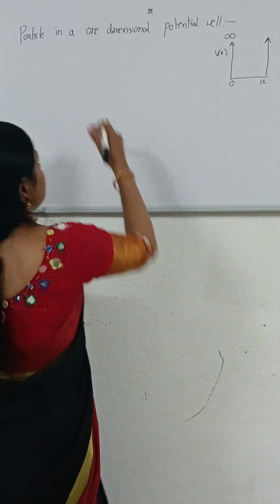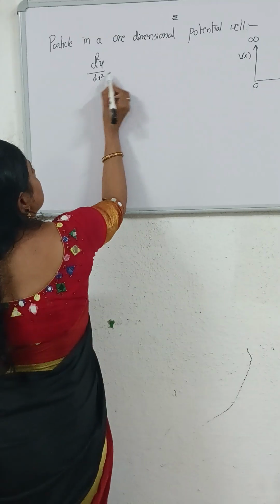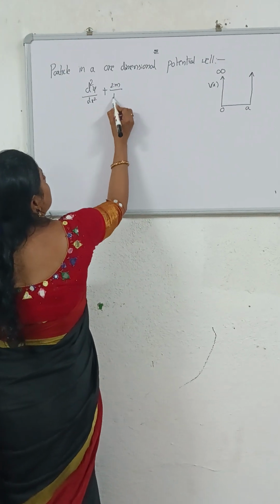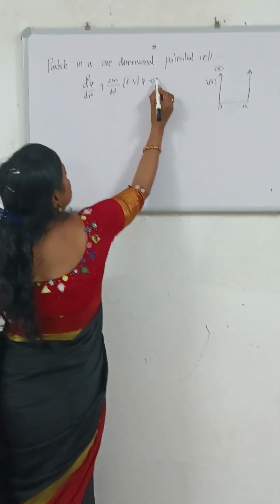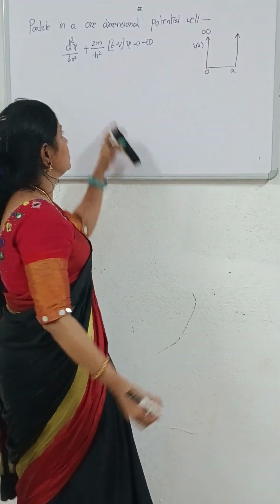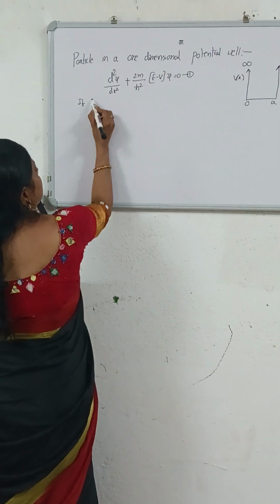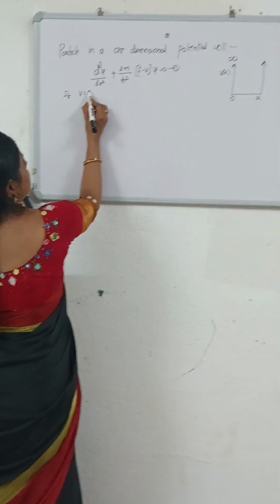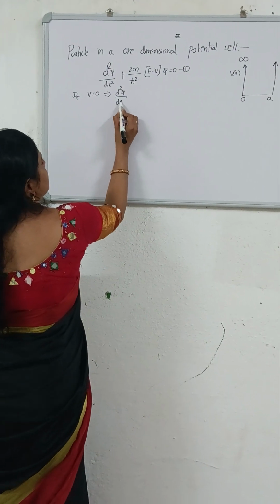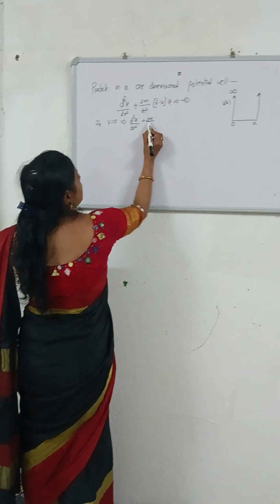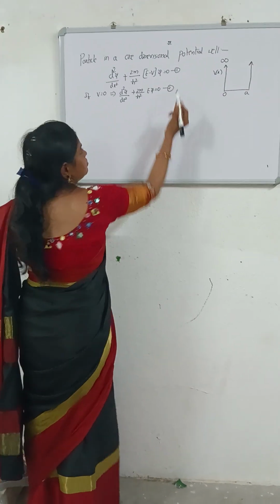Here let us take the Schrodinger's wave equation: d square psi by dx square plus 2m by h bar square (E minus V) psi equals 0. This is Schrodinger's wave equation. According to the boundary condition, inside the box the potential V equals 0. So d square psi by dx square plus 2m by h bar square E psi equals 0.